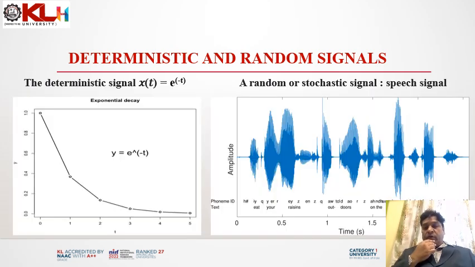Now here we are going to see the pictorial description of the deterministic signal e power minus t. Since we have a negative exponential, that is e power minus t, the power is negative, the signal is continuously decreasing, therefore this is a decaying exponential. On the other side, we are showing a random signal, the speech signal, as the example. It is showing the waveform of the speech signal.